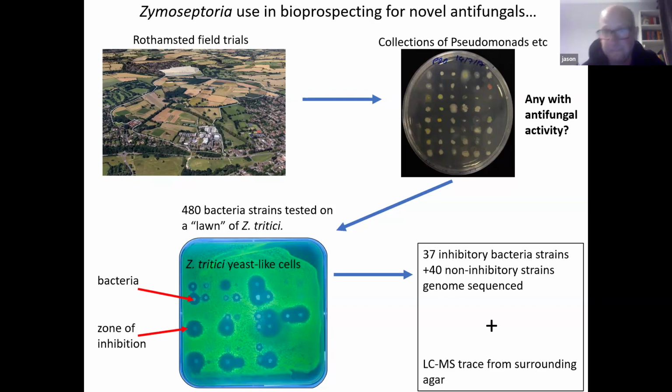And this worked really well in a PhD project. We got 37 inhibitory bacteria through the assay, which we sent for whole genome sequencing. The idea was to start looking at secondary metabolism to see if they had the capability to produce any interesting secondary metabolites. And we compared those 37 with, again by sequencing, 40 strains that had no inhibitory activity in the antifungal assay, as a control. We also have chemists at Rothamsted. We're very lucky, they're just down the corridor. And what they also did was generate LCMS traces from the agar surrounding the zone of interaction, if you like, the little halos that you can see there on the plate.